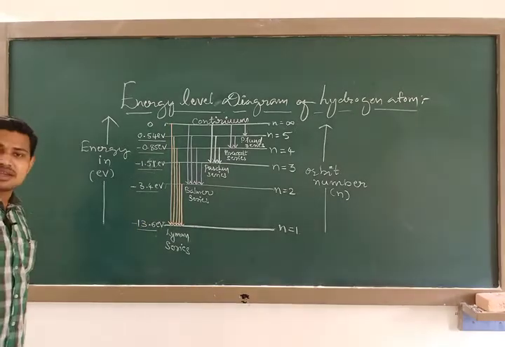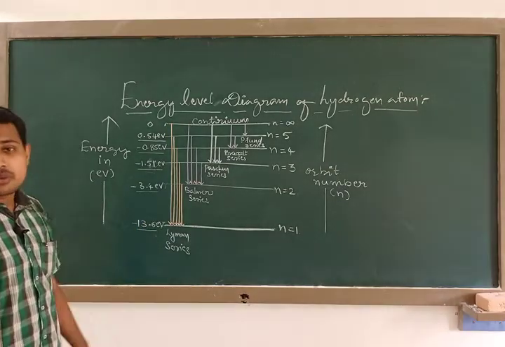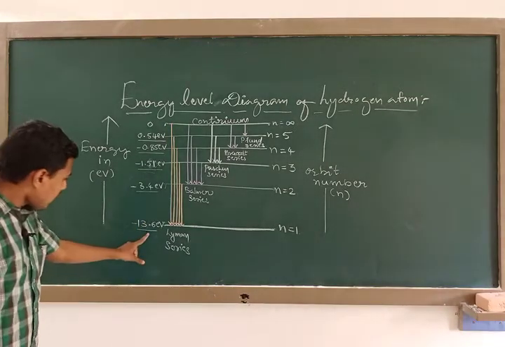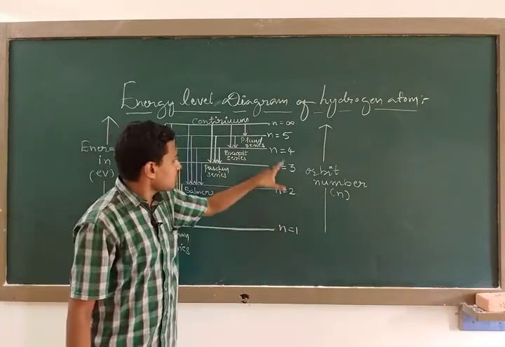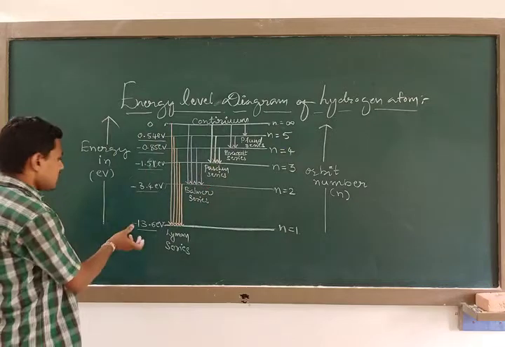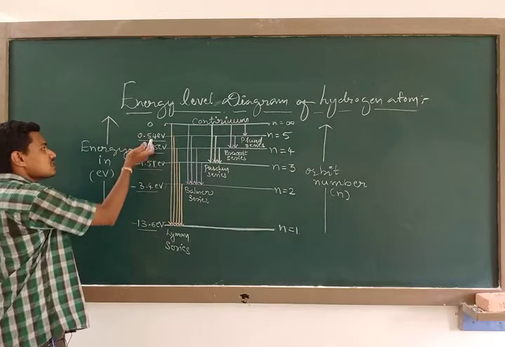From this energy level diagram, what you can notice is that as the orbit number increases, the energy of the electron is increasing.